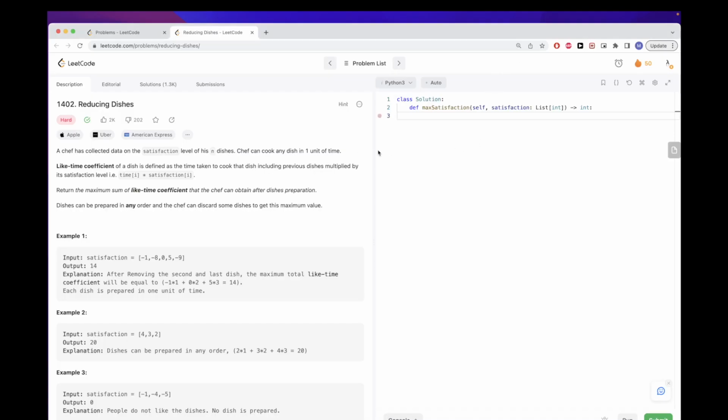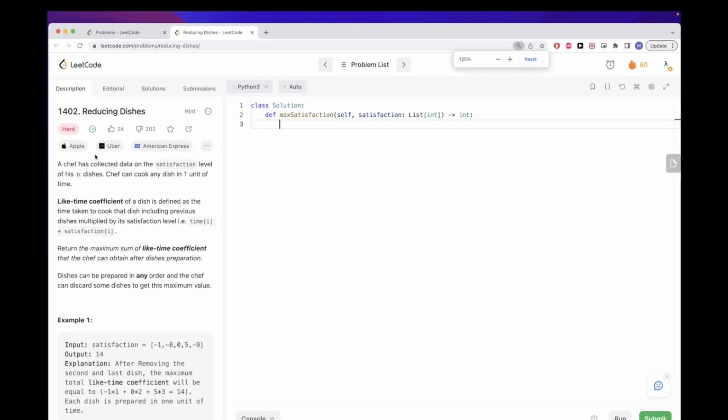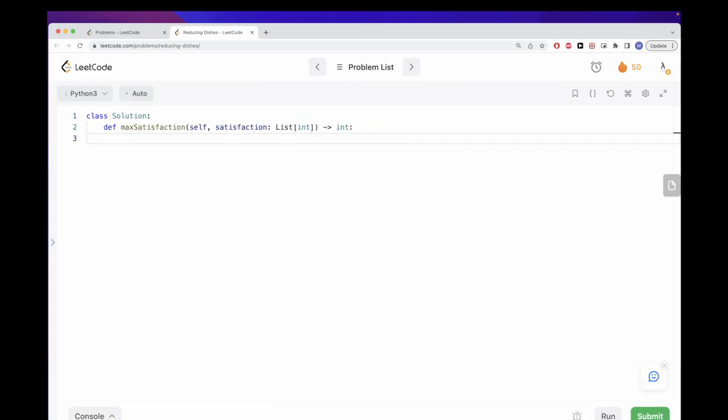Okay, so let's implement this solution. What we need to do first is take the satisfaction array and sort it. So we sort our array first. And then we have our function that will recurse on I and t. So we need the index in the satisfaction array and we need the current time. Now what is our base case? Well, it's when we reach the end of the satisfaction array, so no more dishes. In that case, we can just return the base value, which is 0.